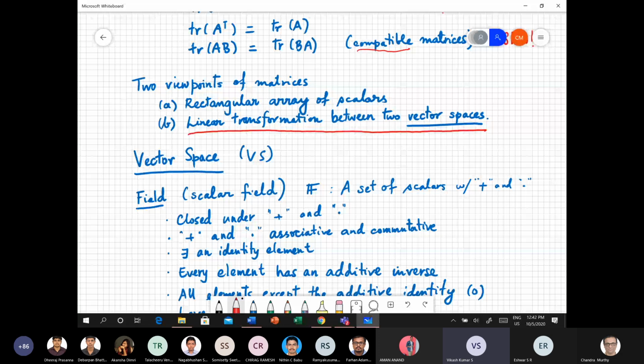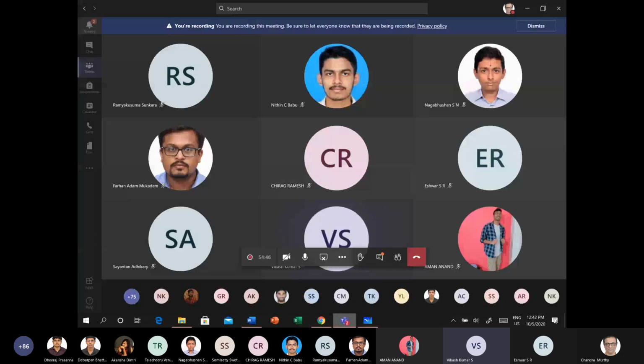Sir, you said we should perceive matrix multiplication as a linear transform. In lower dimension, it's very easy to say that. When we do a linear transformation, what happens? But in higher dimension, how should we ensure that this is a linear transform?